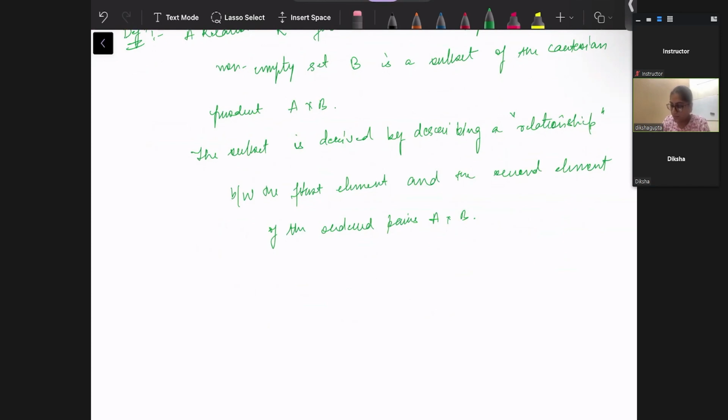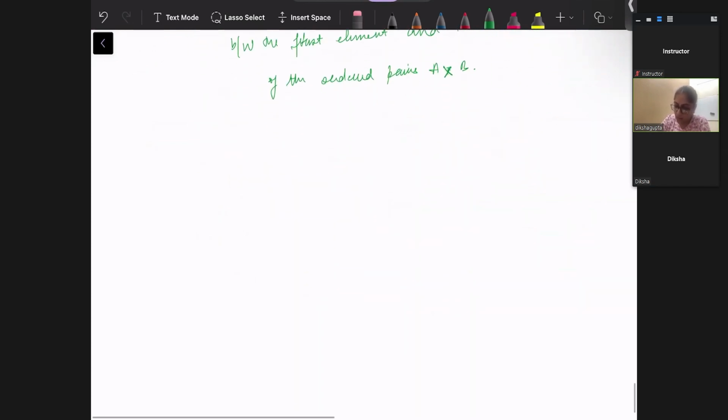And so similarly, if A and B are equal, we can derive a relation from A cross A. So, for example, let A equal {1, 2, 3, 4, 5, 6}. Then we define a relation.